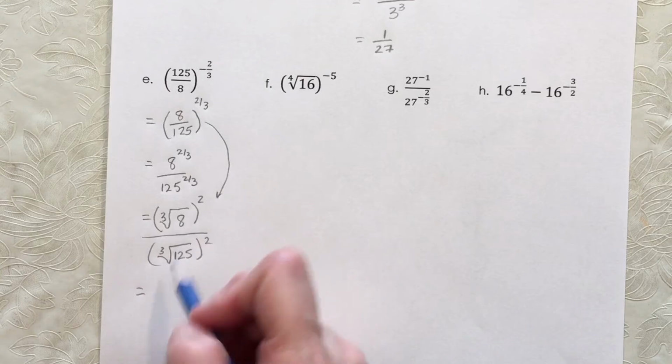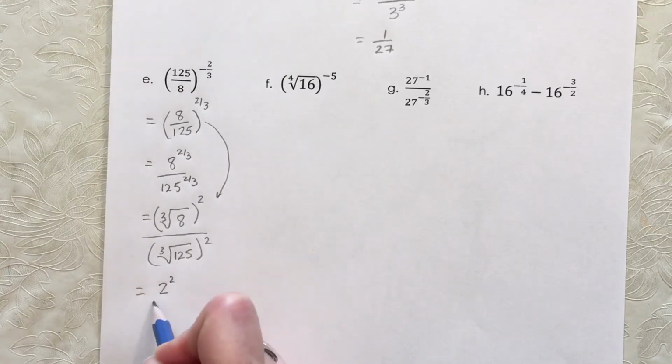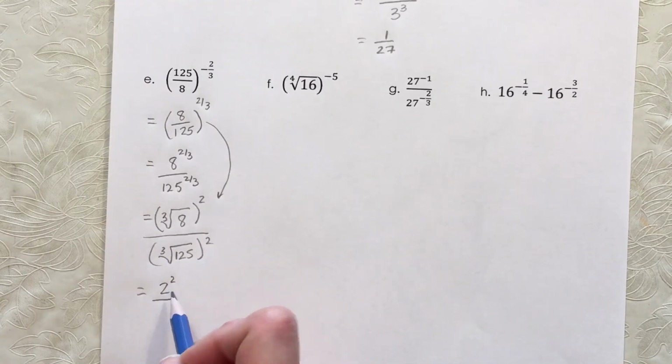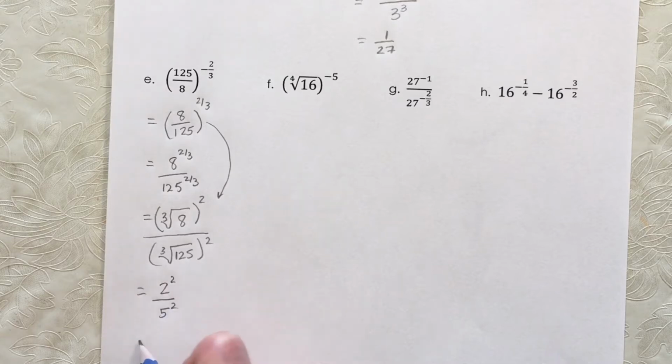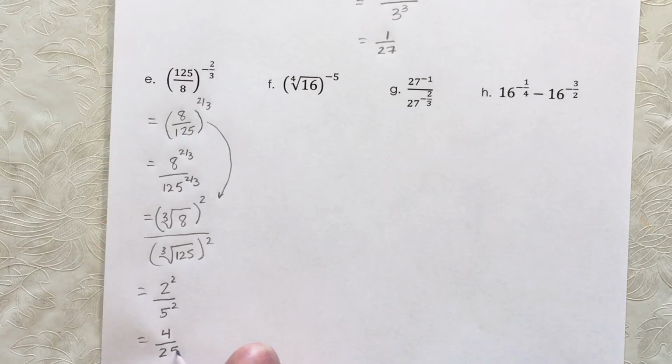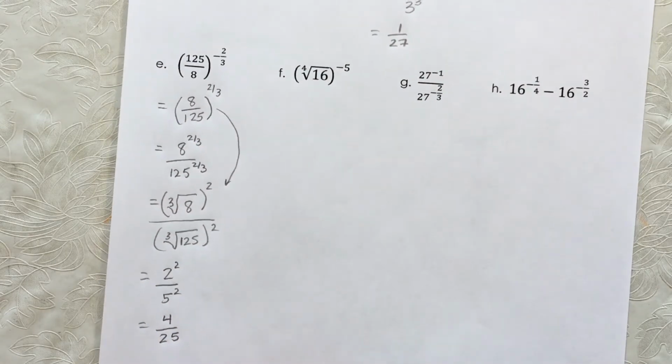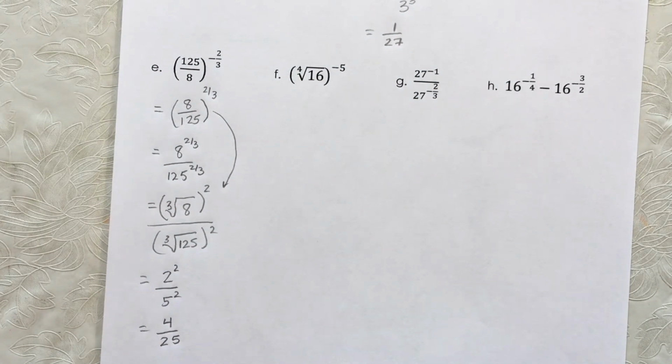So the third root of 8 is 2 squared. The third root of 125 is 5 squared, which is 4 over 25. Okay, notice I'm not using a calculator. I'm trying to think it through.